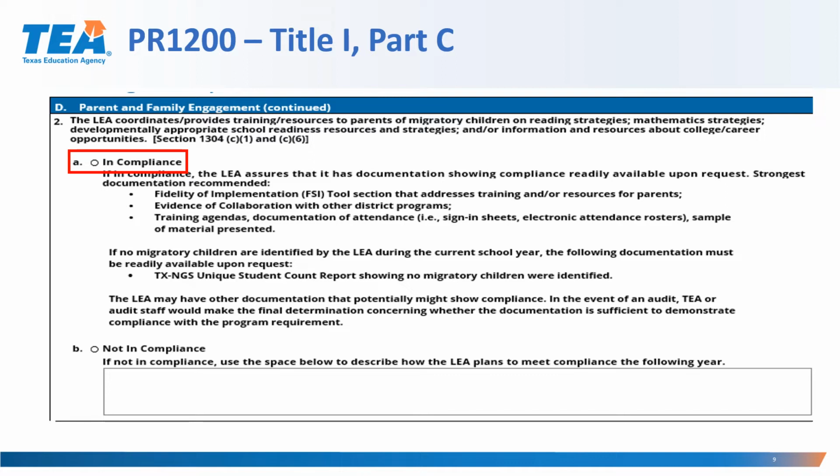In the event of an audit, TA or the audit staff would make the final determination concerning whether the documentation is sufficient to demonstrate compliance with the program requirement. Now, if the LEA indicates that they're not in compliance, they will have to provide a description of how the LEA plans to meet the compliance the following year.